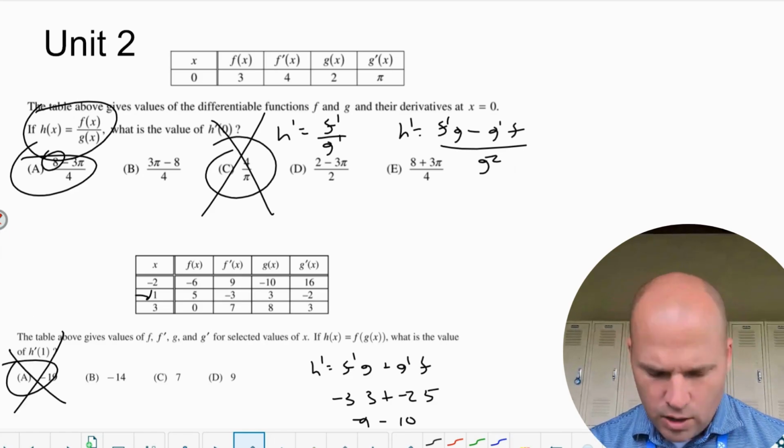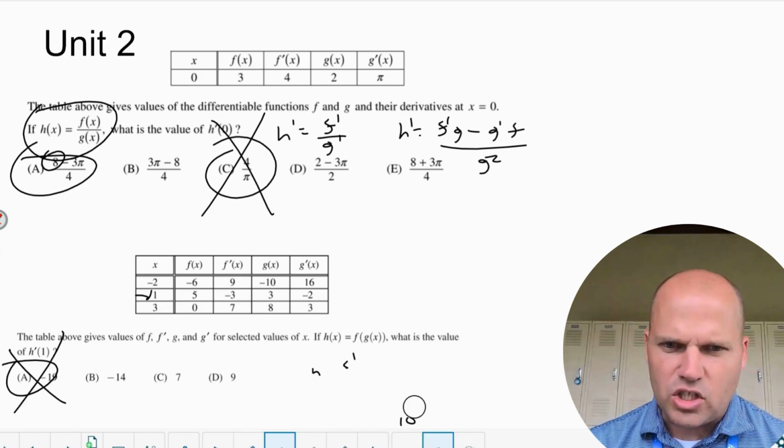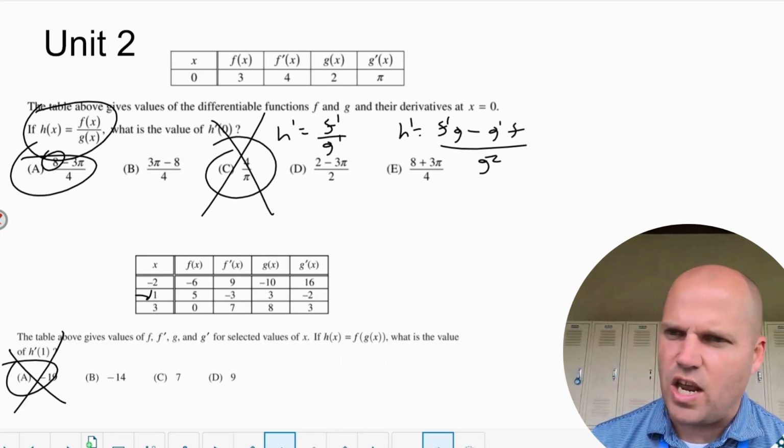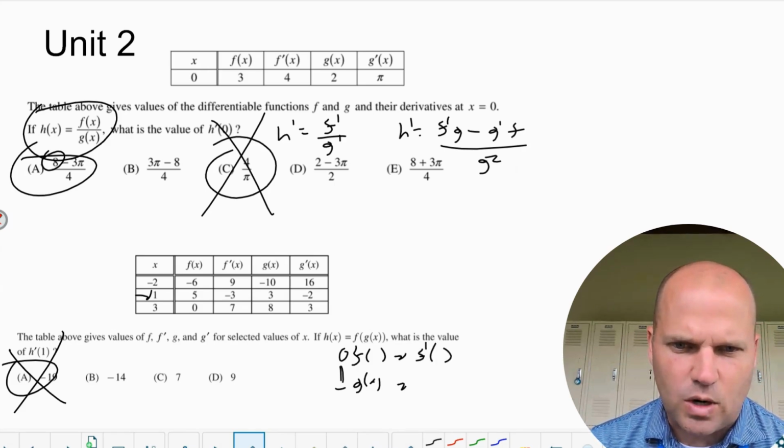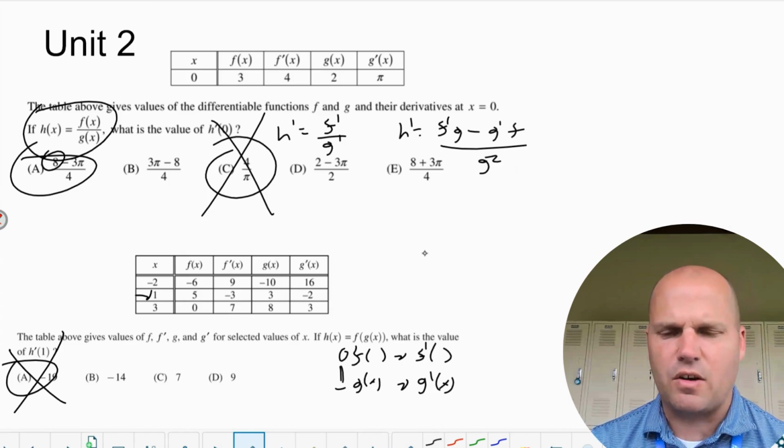You're wrong. Wrong, wrong, wrong, wrong. This is not a product. This is a chain. This is an outside and an inside. It's an f and a g. This is easy to do. This is an easy question to get right. So many people get it wrong.